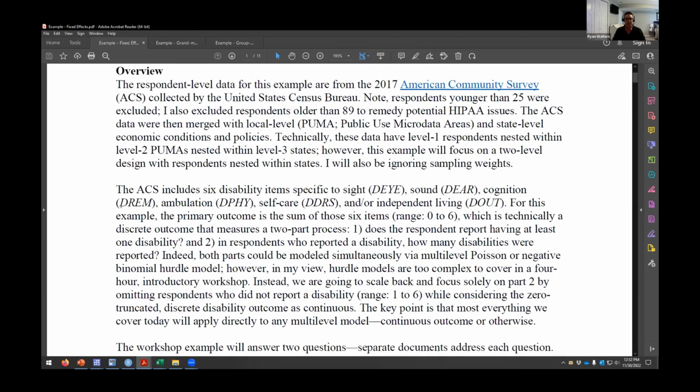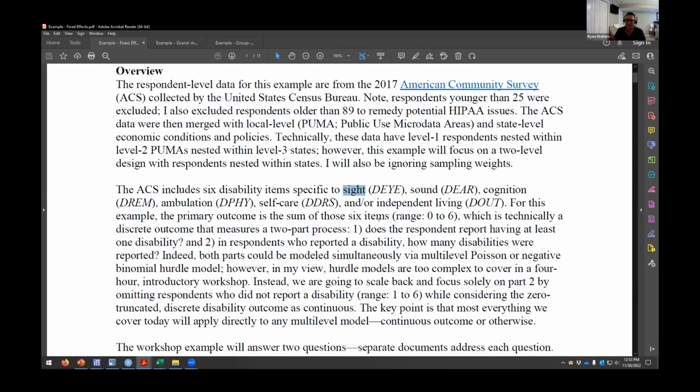Primary outcome is going to be disability. The way that we worked with disability is the American Community Survey asked 6 questions specific to sight, sound, cognition, walking, self-care, and independent living. They're binary. Do you have difficulty with sight, yes or no, sound, yes or no, etc. We're going to sum across those. So the range of these is going to be 0 to 6.